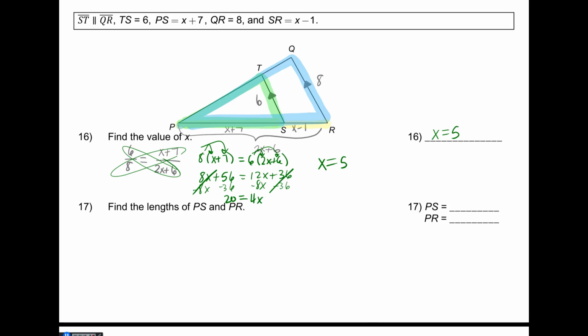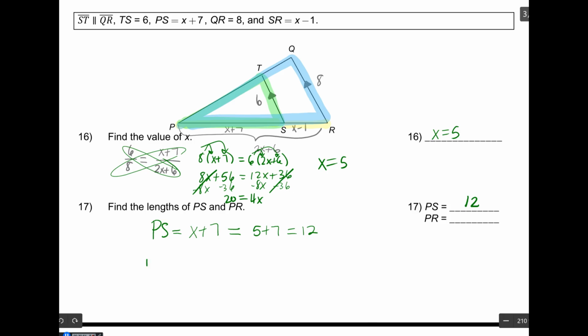But x equals 5. So now we want to find the lengths of P to S and P to R. All right, so we know P to S, they told us it was x plus 7. So plugging in 5, we get P to S is 12. So this question, I mean, it kind of sucks because you have to get number 16 right in order to get 17 right. But as you guys have seen, if you at least use the number you found in 16, I would just say carry through error and give you the points. But the important part is showing work. Let me see your thought process.